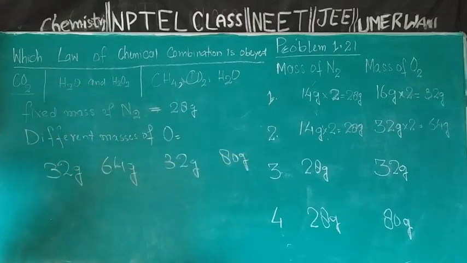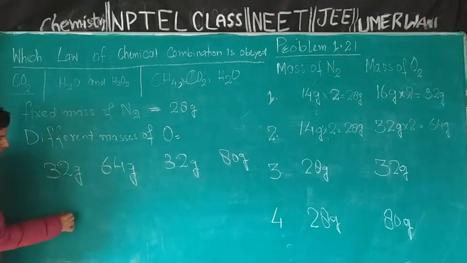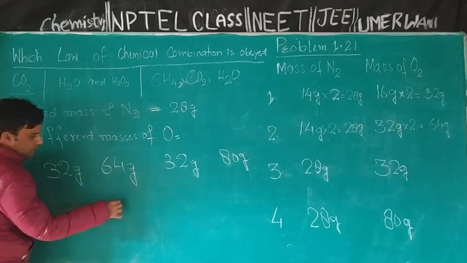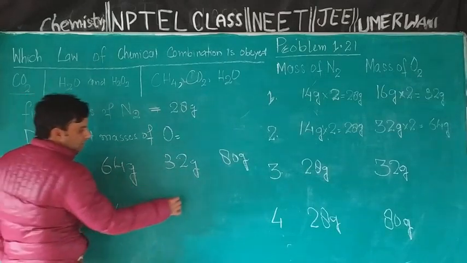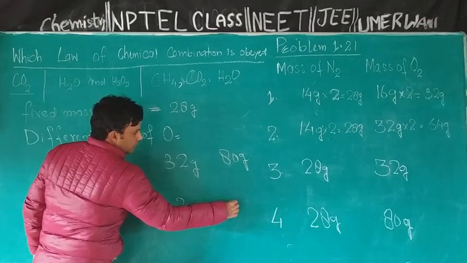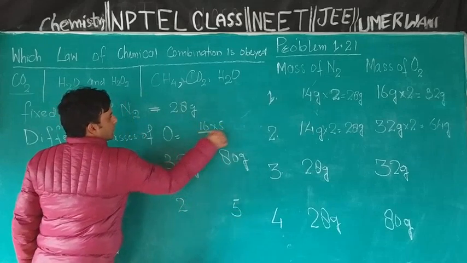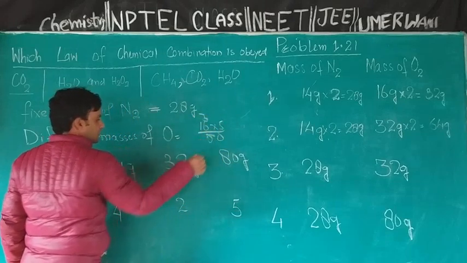And if I calculate the simple whole number numerical ratio between these, that is for 32, 64, 32 and 80, I have to find the simplest whole number numerical ratio. 16 2s are 32, 16 4s are 64, 16 2s are 32, and 16 into 5 will come 80.